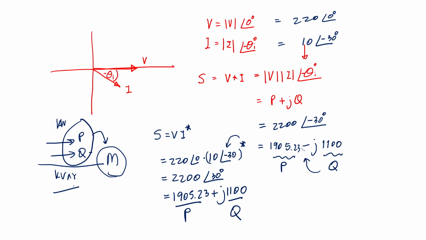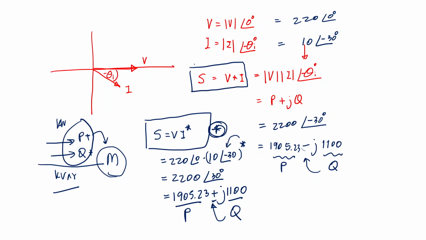It's the draw of the power. So positive is to notify that P and Q flow in the same direction. That's why we use VI conjugate in the calculation. Only V multiplied with I is not widely used. It's more widely used in this form, VI conjugate.